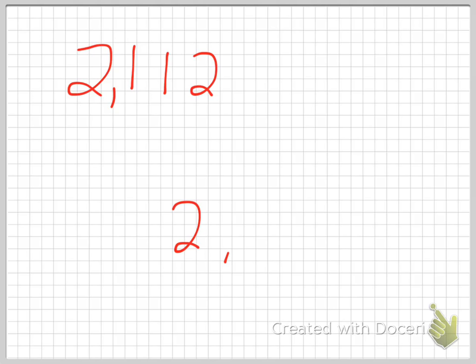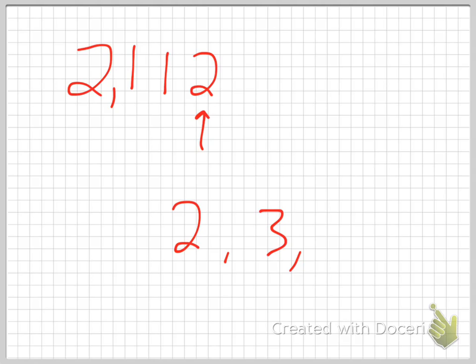Is it divisible by 3? Yes. How do you know? 2 plus 1 plus 1 plus 2 is 6. Is 6 divisible by 3? Yes. Is it divisible by 5? No. Why not? The ones place is not a 0 or a 5, so it's not 5.